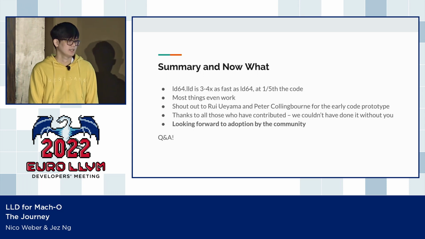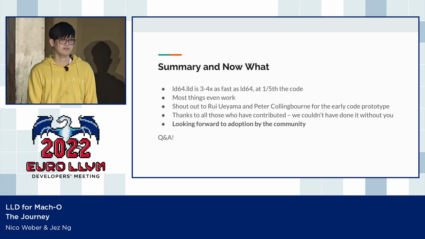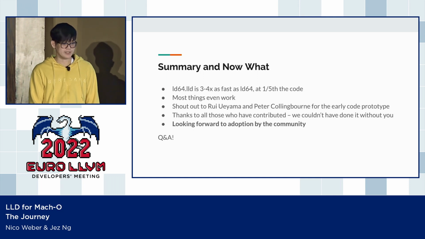In summary, LLD is 3 to 4 times as fast as LD64 at 1/5 the code, and most things even work. I would like to give a shout out to Rui and Peter for the early code prototype of LLD Mach-O, which provided us a great starting point. And I would also like to thank all those who have contributed to the code base in the last 2 years. There are way too many of them for me to list here, but we couldn't have done it without all of you. And we are really looking forward to adoption by the community. And if you guys run into any bugs or if you have any great performance improvements, please let us know.